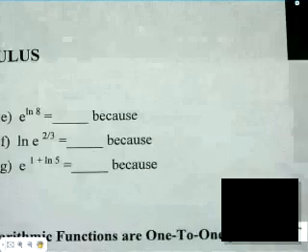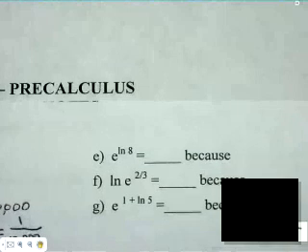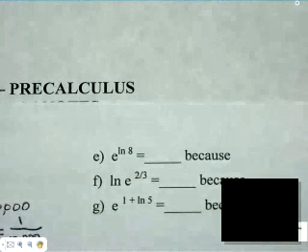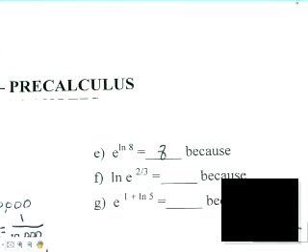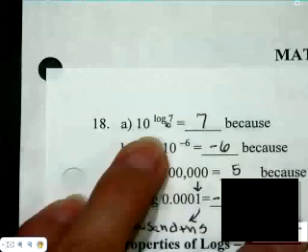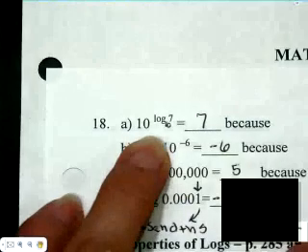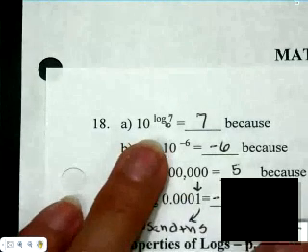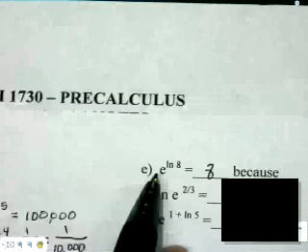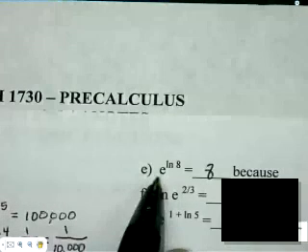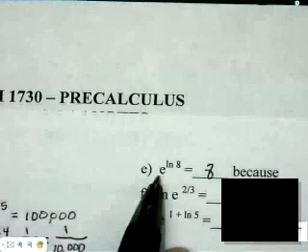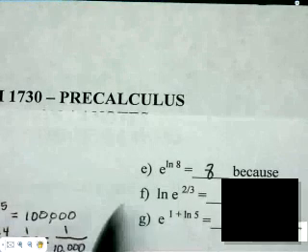All right, E part, e to the natural log of 8. What's that? That's just 8 for the same reason that in the A part, 10 to the log base 10 of 7 is just 7. The 10 to the log base 10 undo each other, and in the E part, e to the natural log undo each other, or e to the log base e undo each other.